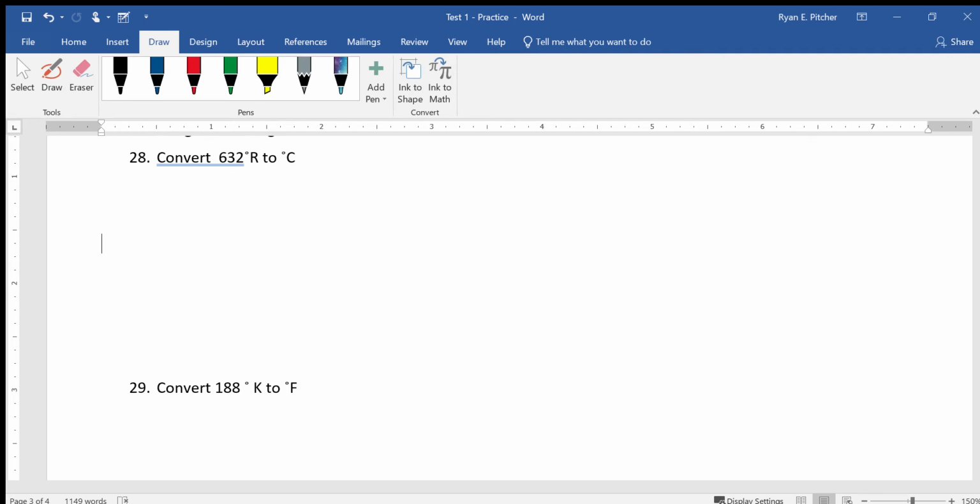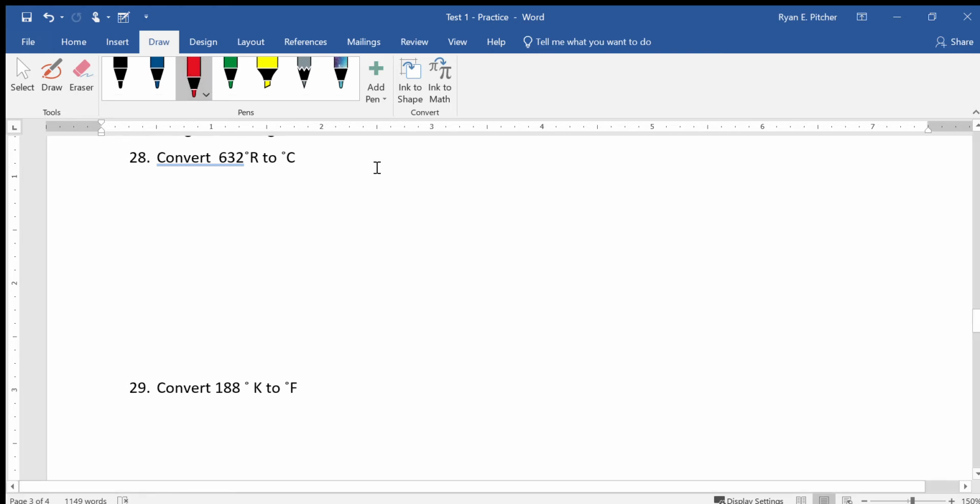Okay, continuing on the tutorial for a practice test, we're going to cover conversions. In here we've talked about converting temperature units, and so in this system here, we know that we're going to go from 632 Rankine to degrees Celsius.